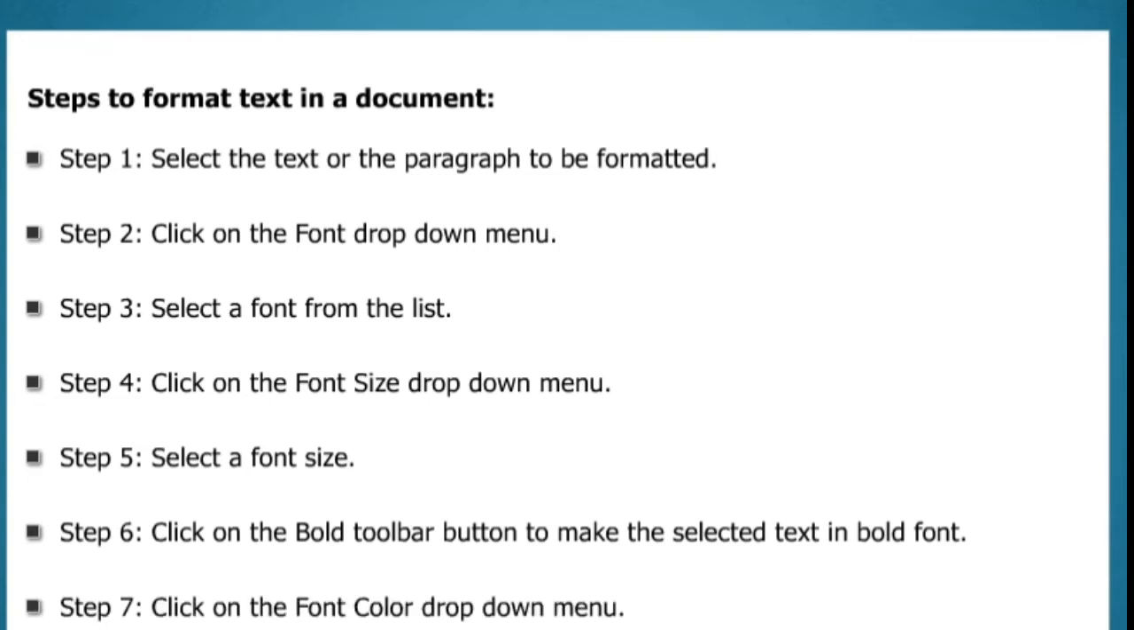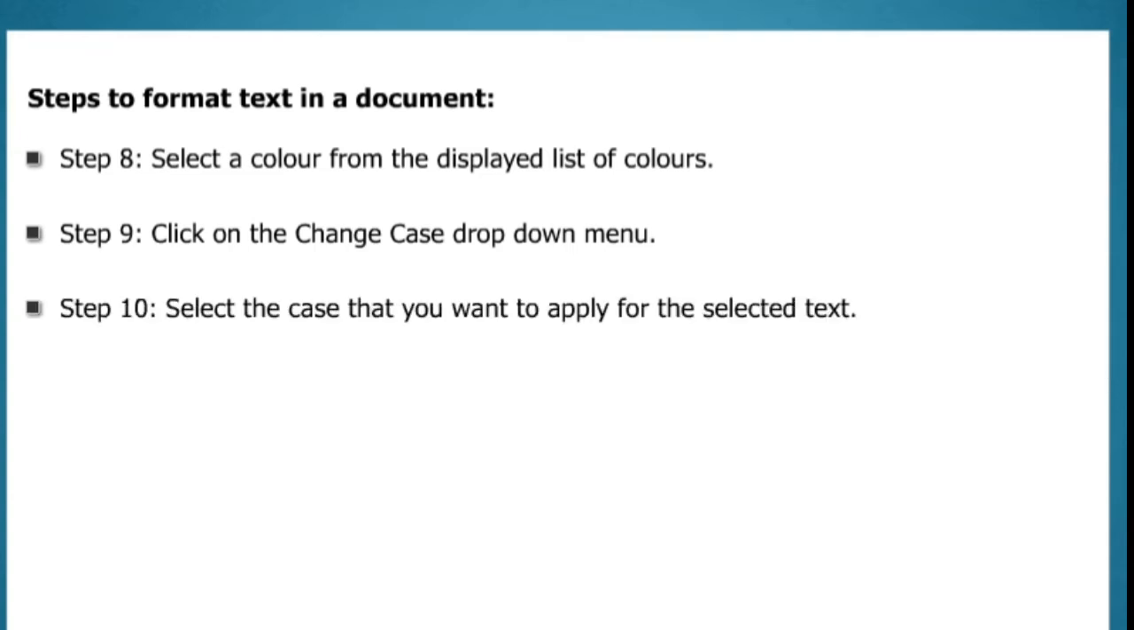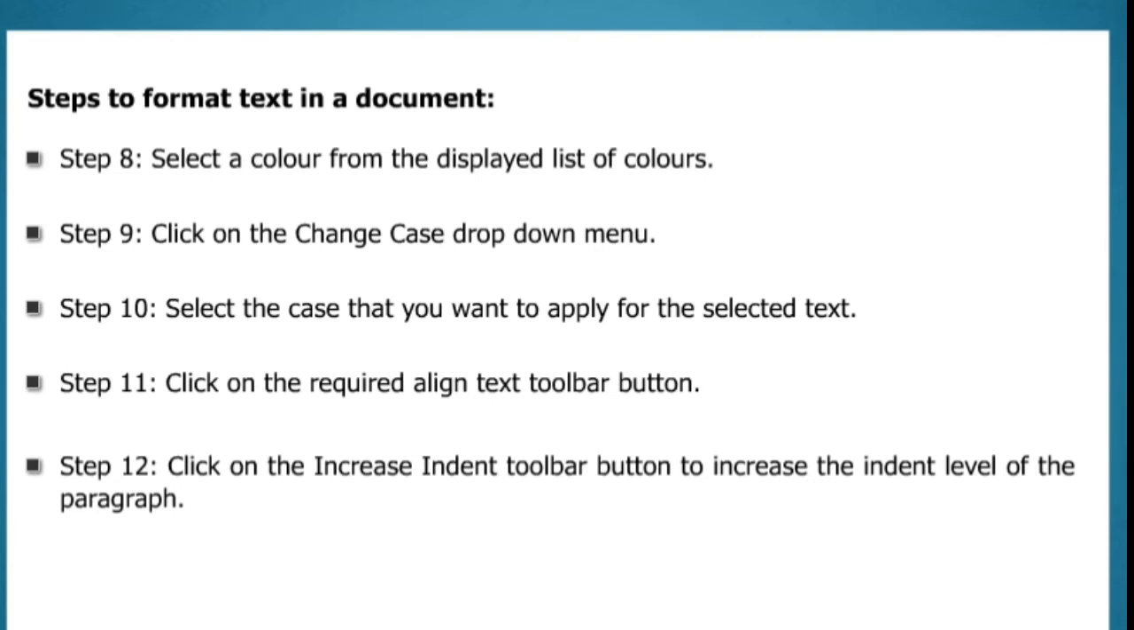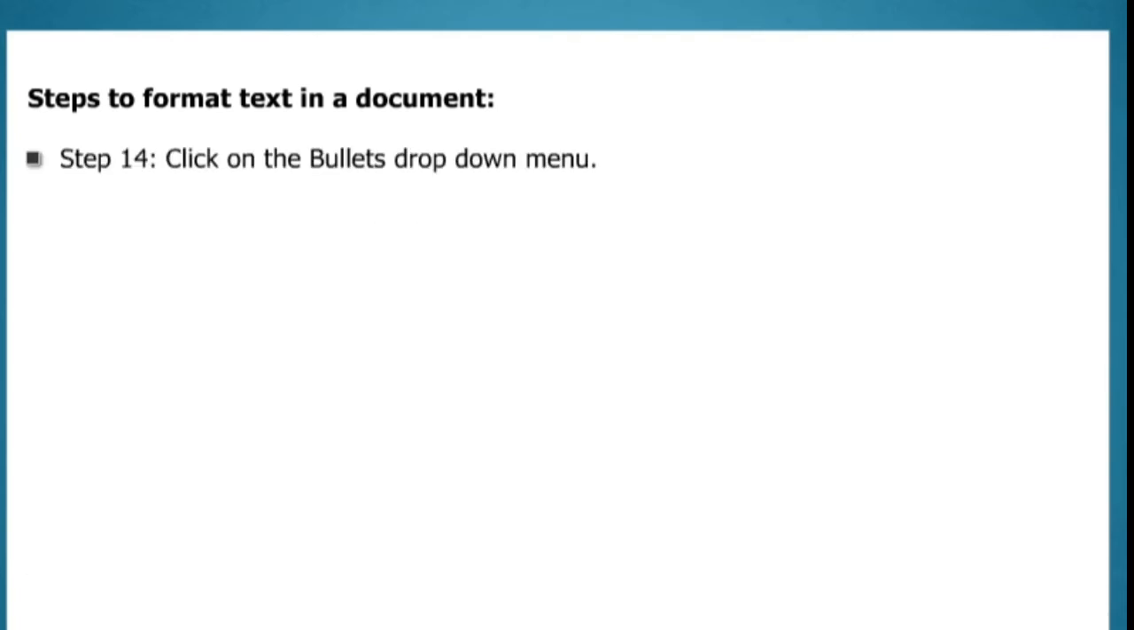Step 7. Click on the Font Color drop-down menu. Step 8. Select a color from the displayed list of colors. Step 9. Click on the Change Case drop-down menu. Step 10. Select the case that you want to apply for the selected text. Step 11. Click on the required Align Text toolbar button. Step 12. Click on the Increase Indent toolbar button to increase the indent level of the paragraph. Step 13. Click on the Decrease Indent toolbar button to decrease the indent level of the paragraph.